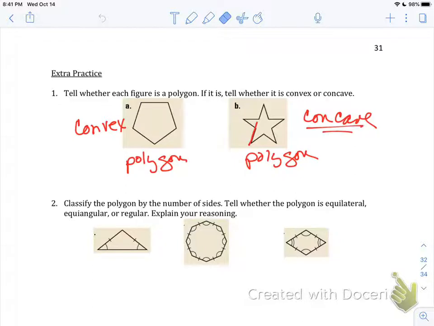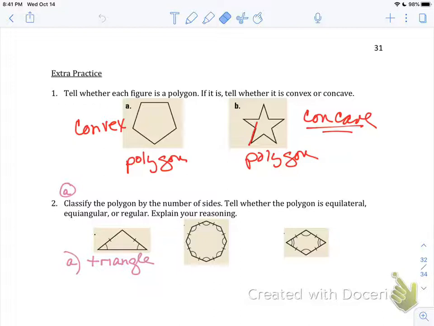Classify the polygon by the number of sides. So that's one question. Tell whether the polygon is equilateral, equiangular, or regular, and explain. So you've got 3 different things to do here. Okay, the first one. Classify the polygon by the number of sides. So we'll call this A. For A, this has 3 sides. It is a triangle. Now you have to memorize these names.